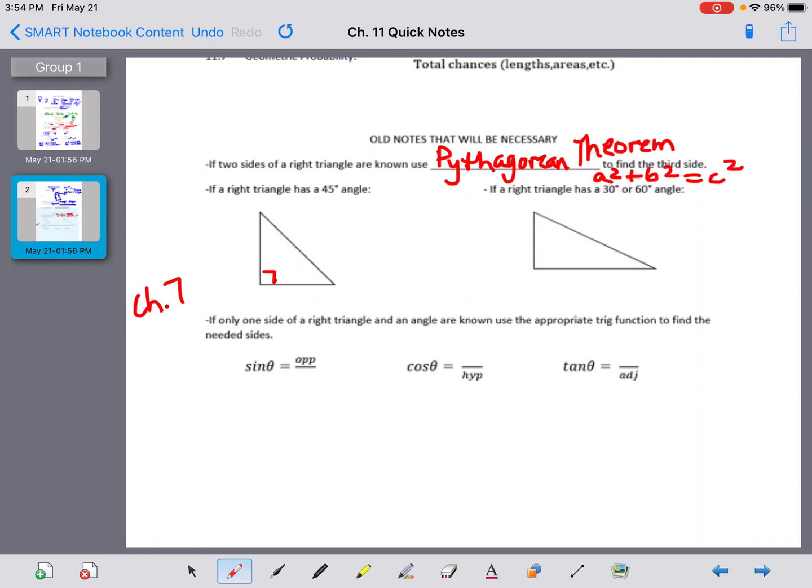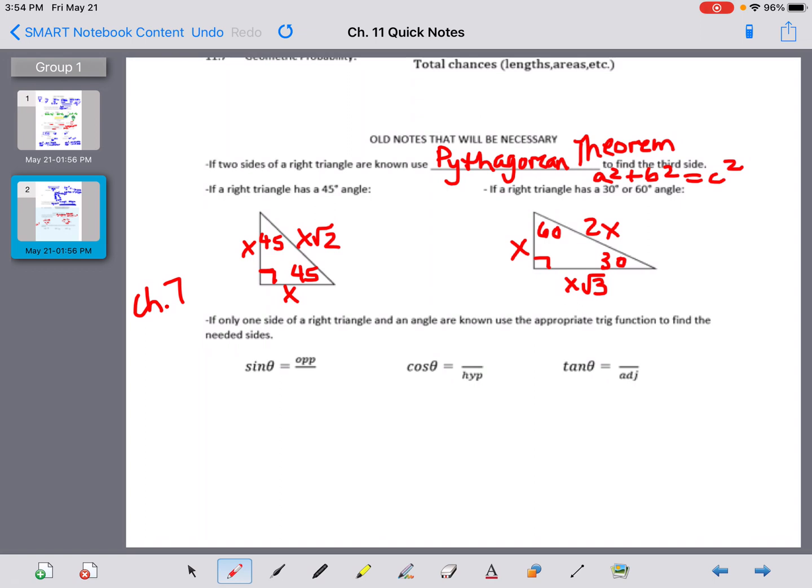If you happen to have a 45, 45, 90 triangle, which we just said would happen in a square, your sides are the same on your legs and your hypotenuse is the side times radical 2. If you happen to have a 30, 60, 90, your short side is across from the 30, your doubled side is across from the 90, and across from the 60 is your x radical 3 side.